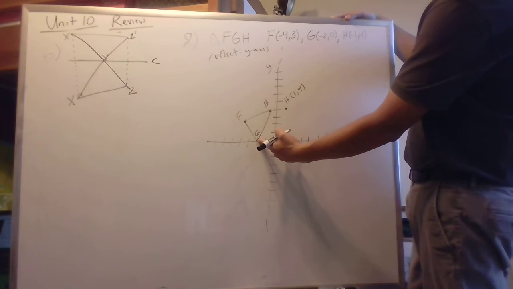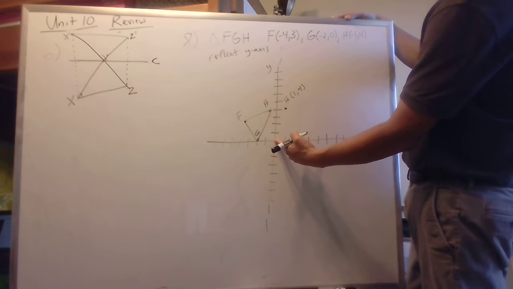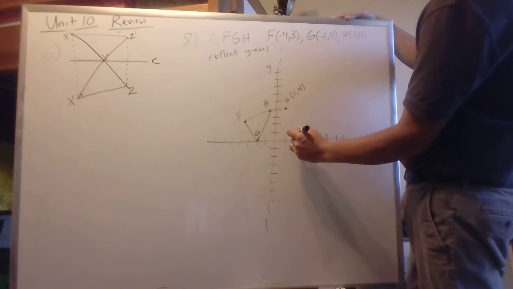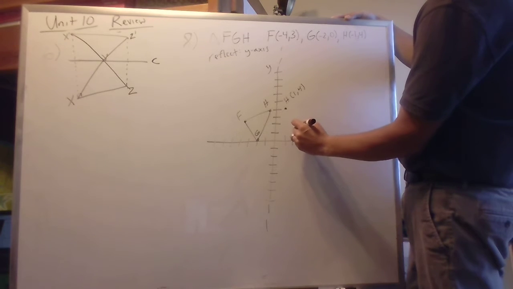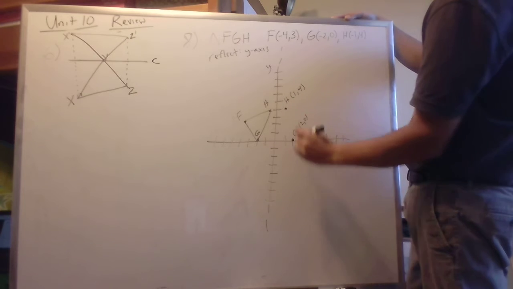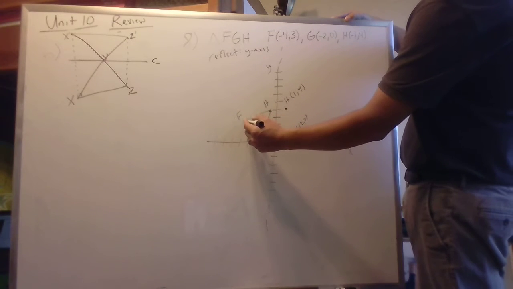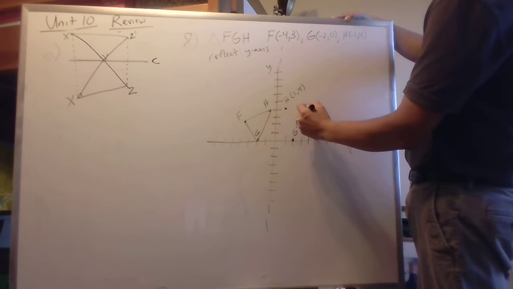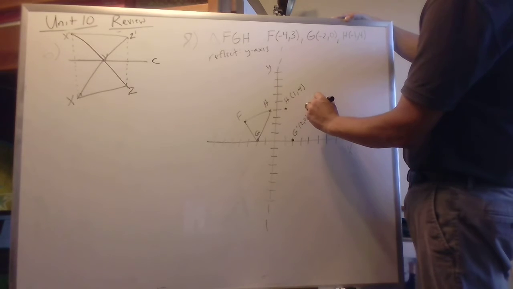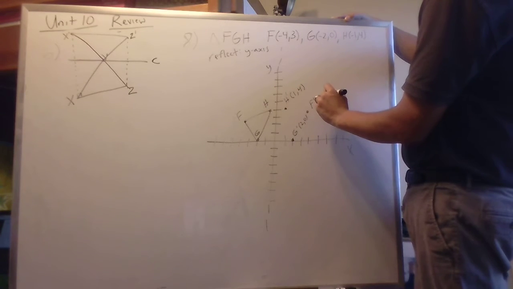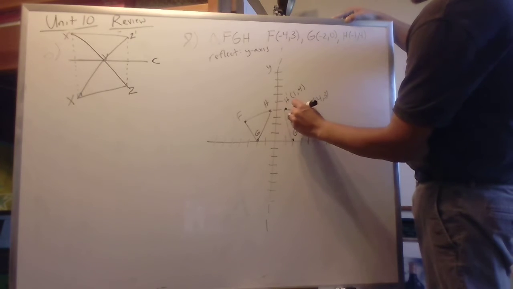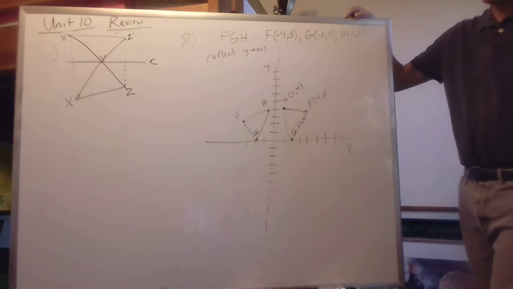And then G is at -2, 0. It's two distance away to the left from the y-axis. And then we're just going to count over 2 to the right. And so G prime is going to be at 2, 0. And now F is literally 4 units away from the y-axis. So then we're going to count 4 units over. So F prime is going to be at 4, 3. So we're going to draw the triangle, and it looks like that.